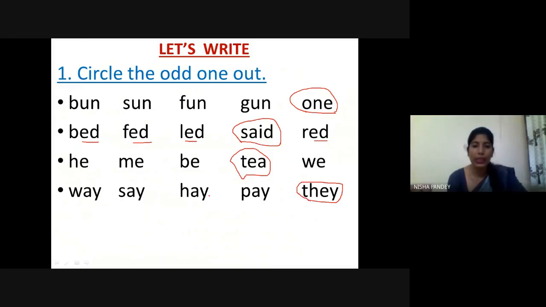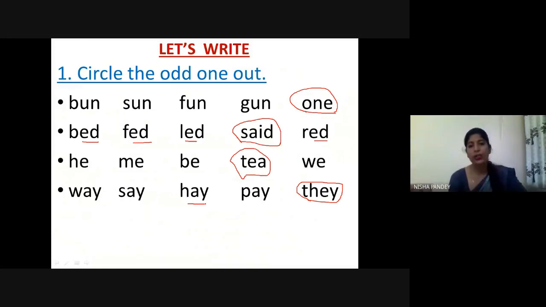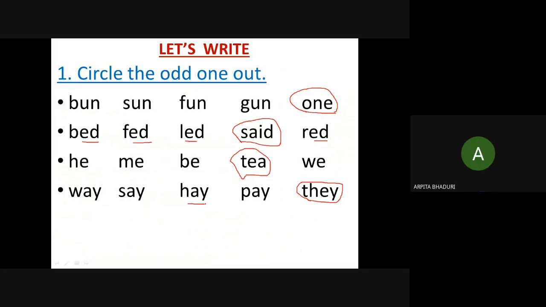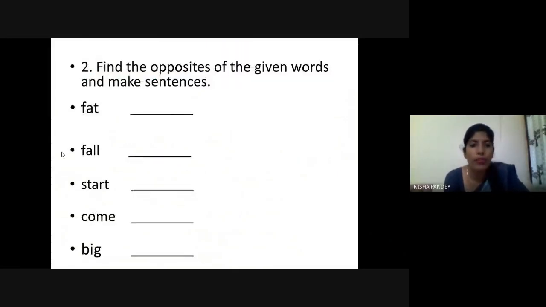And do you remember the meaning of hay? Yes, ma'am. Ma'am, dried leaves and plants. Very good. Dry leaves and plants, especially those kept for cows and animals to eat. Very good. Cows eat them, and goats.